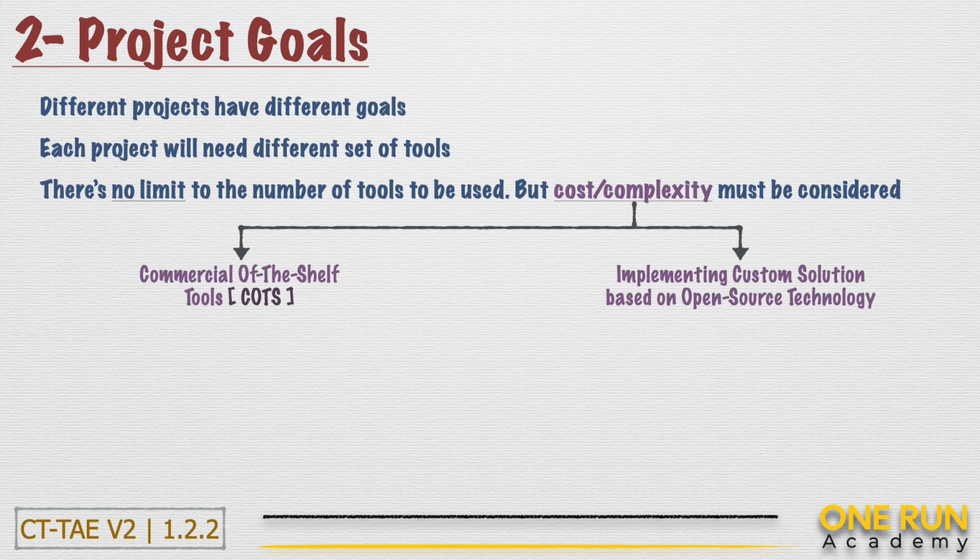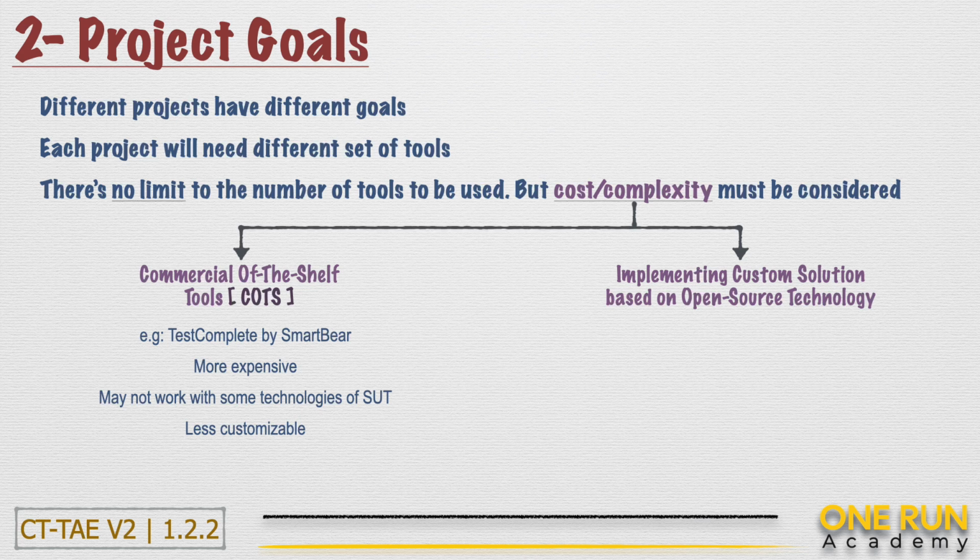Starting with commercial off-the-shelf tools, they are tools that are pre-built and ready to be used. Think of them like buying a car from a dealership. It's shiny, works right out of the box, and comes with support. For example, tools like TestComplete by SmartBear fall into this category.